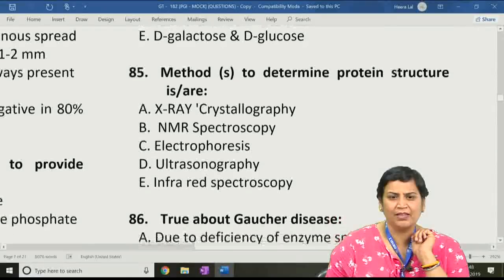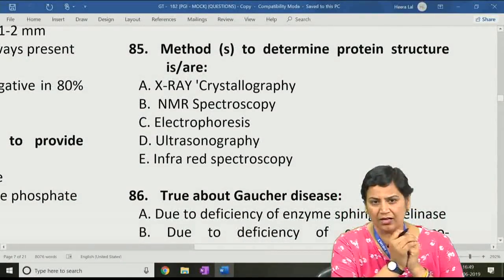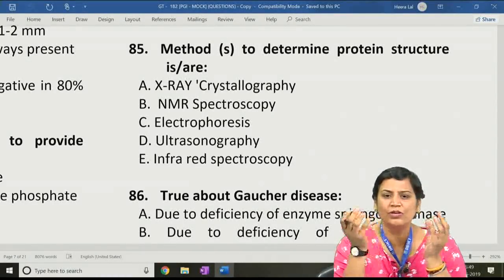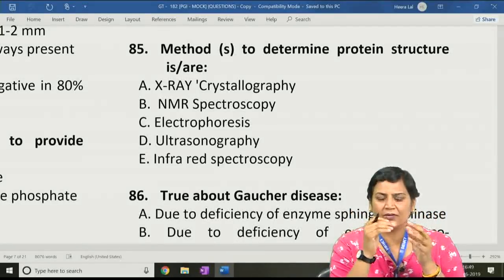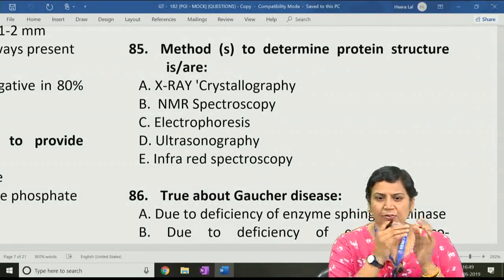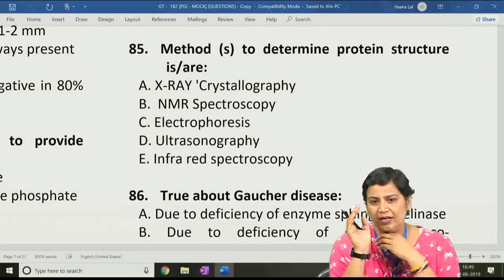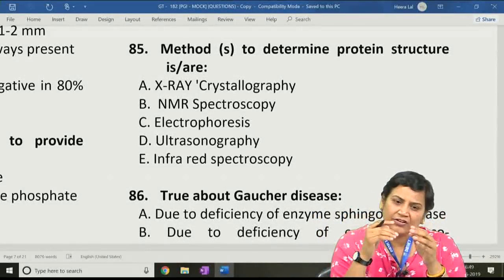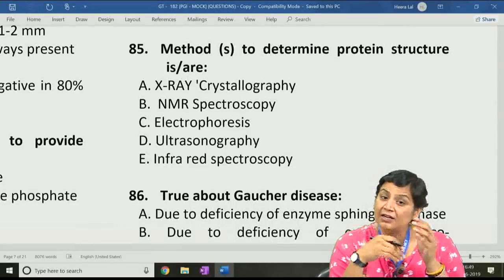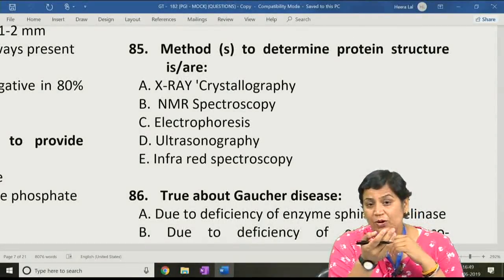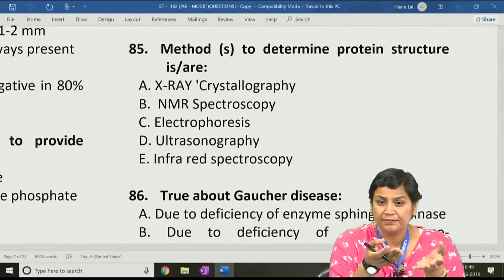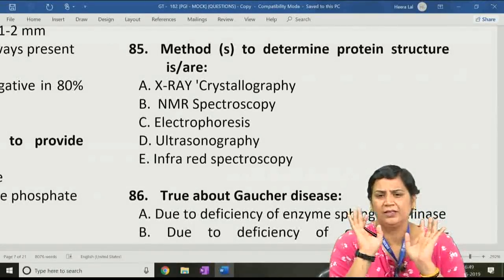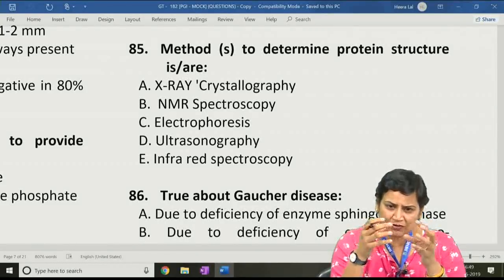Next question number 85, method to determine protein structure is or are. Now protein is nothing but a polypeptide which is formed of different amino acids. So whenever there is a structural organization of proteins, means primary, secondary, tertiary and quaternary, right? Primary depicts the linear sequence of the amino acids in a protein. Secondary is intramolecular hydrogen bonding, intermolecular hydrogen bonding is there. Tertiary is what? The number of bonds increases. Tertiary is considered to be the most stable form of any protein. And quaternary is what? There is formation of different oligomers.